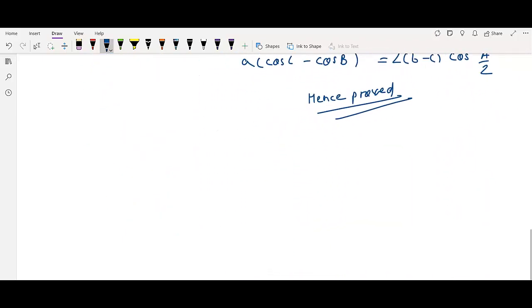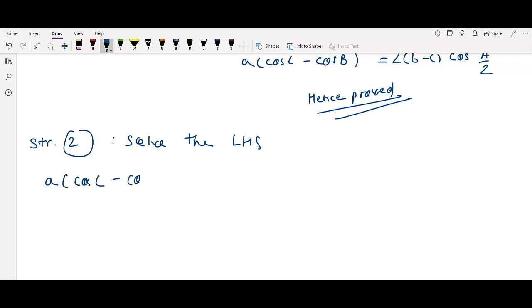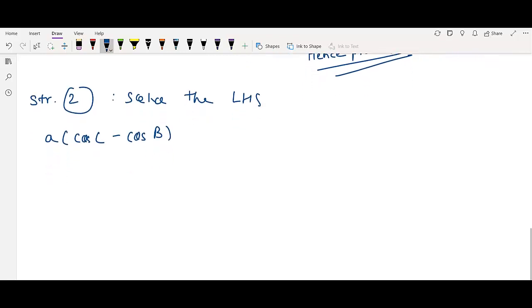Now let us talk about strategy 2, which is the long strategy, STR2, which is again to solve the LHS. Okay, so on the LHS for this question I have A into cos C minus cos B. Now what I can do, whenever I have some cos involved, I can use the cosine law. I'm going to write just one of them down.